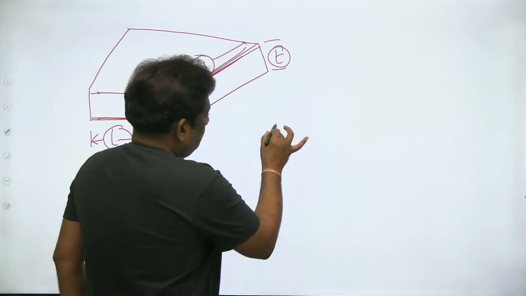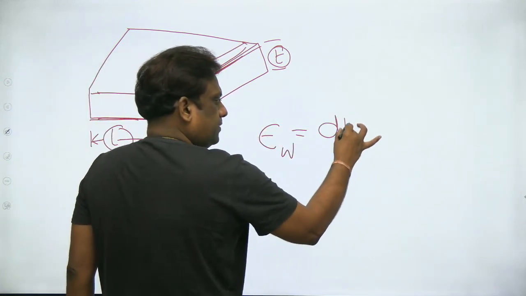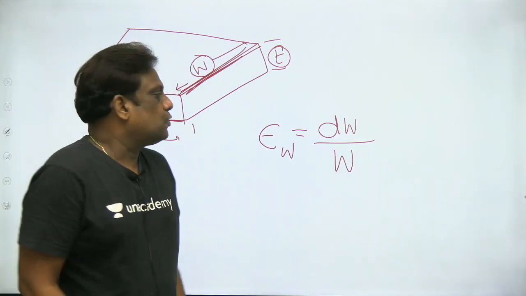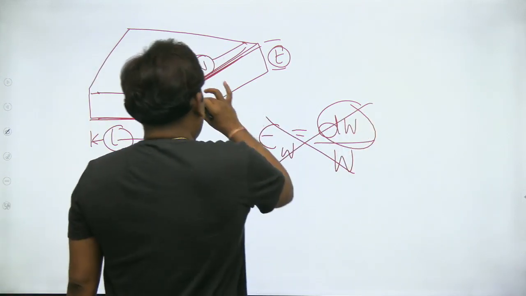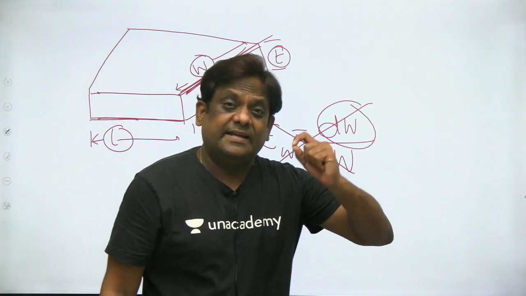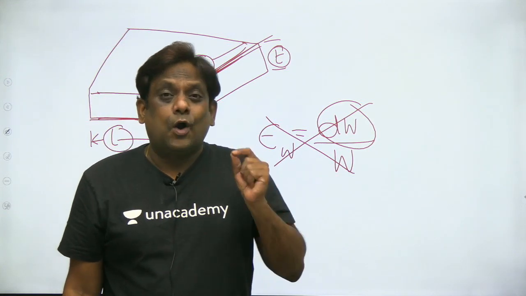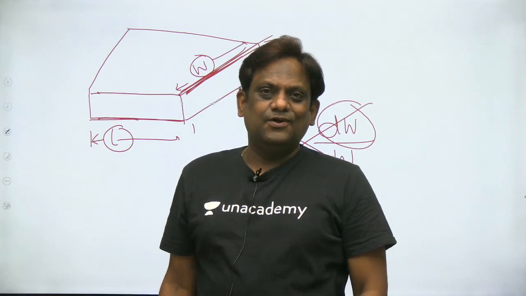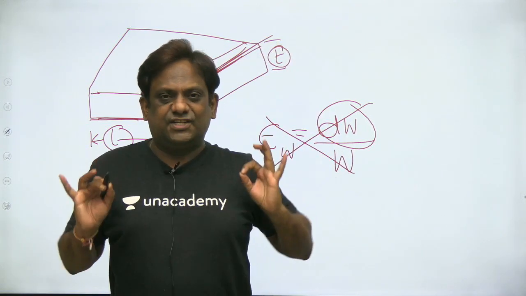What is strain in the width direction? It is the change in width to the original width, whatever it may be, instantaneous. So what is the change in width? Absolutely, there is no change in width. When there is no change in width, the strain in one of the principal directions is zero. When the strain in one of the principal directions is zero, we call it a plane strain problem. So rolling is assumed to be a plane strain condition problem.